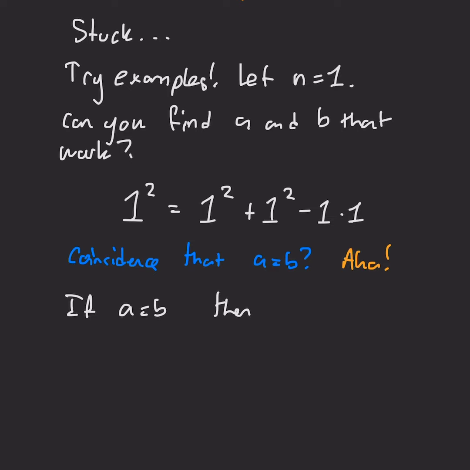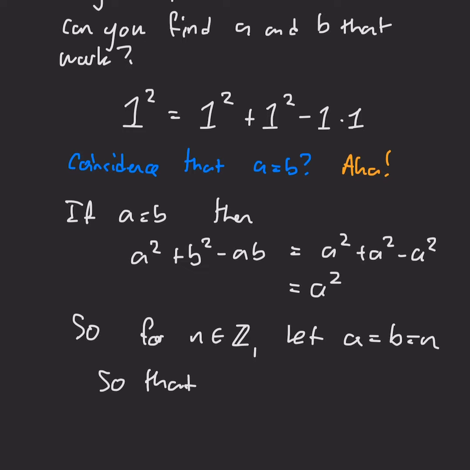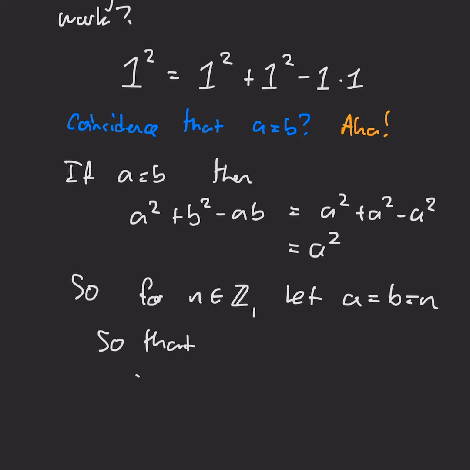So if I take a equals b in general, then a squared plus b squared minus ab is just a squared plus a squared minus a squared, which is a squared. So for any integer n, we could take a and b to be the same and be n, so that a squared plus b squared minus ab is just n squared plus n squared minus n squared, which is just n squared. Solving the problem.